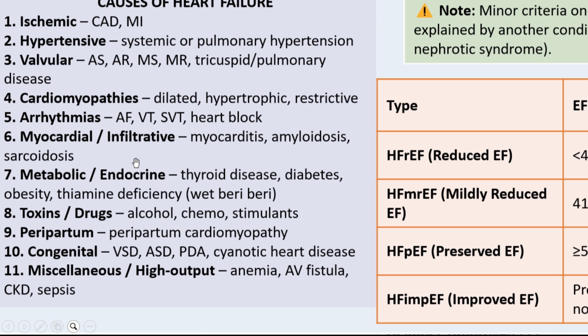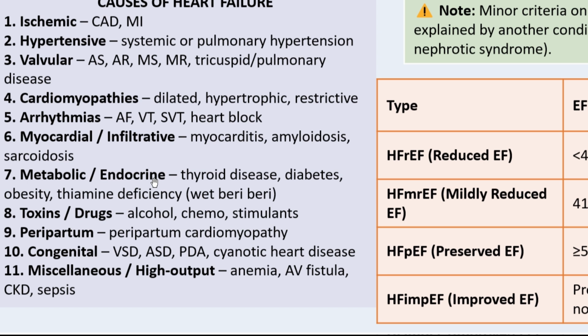We have myocardial or infiltrative conditions like sarcoidosis, myocarditis, amyloidosis. We can have metabolic and endocrine diseases like thyroid disease. So when someone has, majorly, hyperthyroidism, they may present with signs of heart failure. We can have diabetes, obesity. Diabetes comes with a lot of complications, including coronary artery disease. We can have thiamine deficiency, which we call wet beriberi. Someone with this is also going to have heart failure. We can have toxins and drugs like alcohol, chemo, and similar agents.